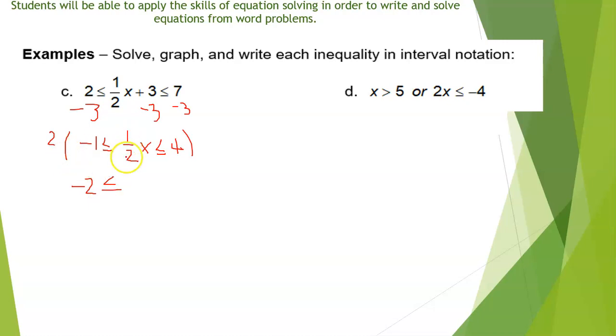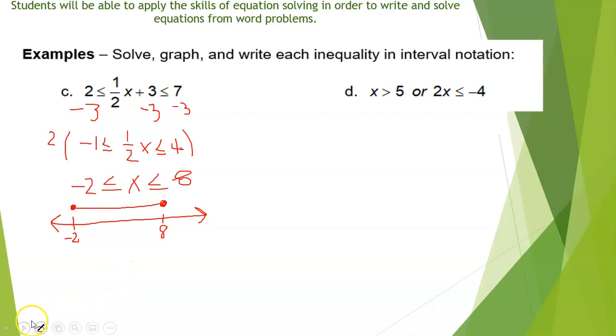2 times 1/2 x is x. And 2 times 4 is 8. And since we multiplied by positive 2, that didn't change my inequality. So if I graph this on my number line, I'm going to have a negative 2. That's going to be a closed dot. I'm going to have 8. That's going to be a closed dot. And I will connect the two between.